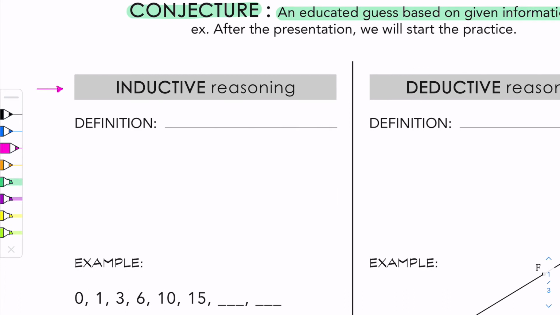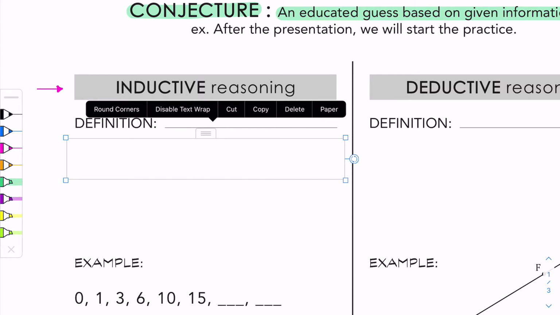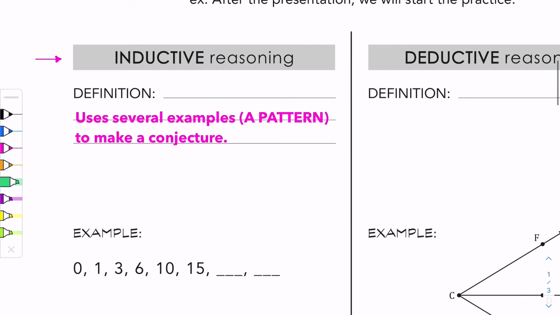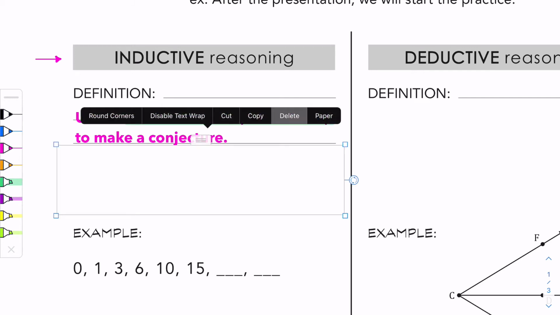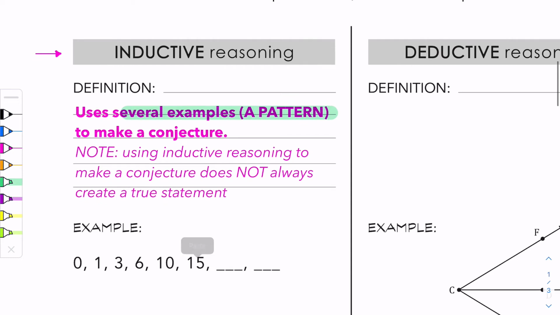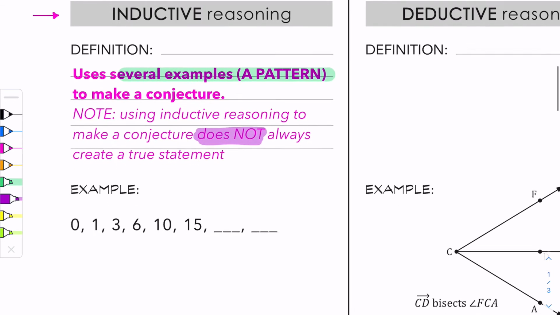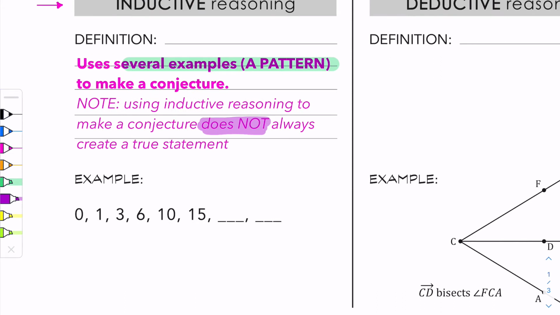Starting with inductive reasoning. Inductive reasoning uses several examples to make a conjecture. And when we're talking about examples, we're talking about patterns that are going to be given to us. Using inductive reasoning to make a conjecture does not always create a true statement. That's important. You might make a conjecture that is not true, in which case we'll talk about counterexamples later in the notes.